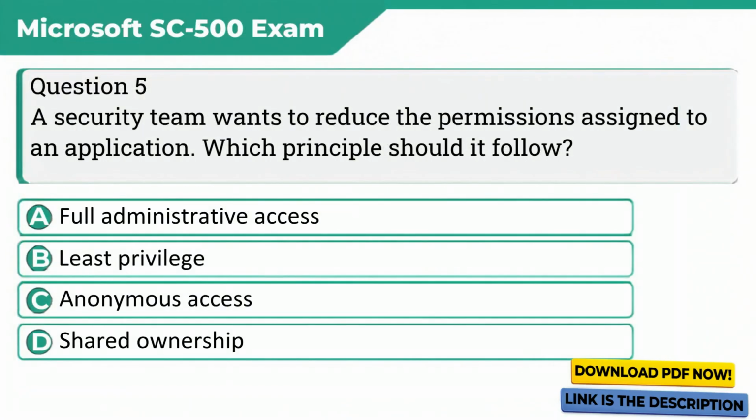Question 5. A security team wants to reduce the permissions assigned to an application. Which principle should it follow? A. Full administrative access. B. Least privilege. C. Anonymous access. D. Shared ownership.